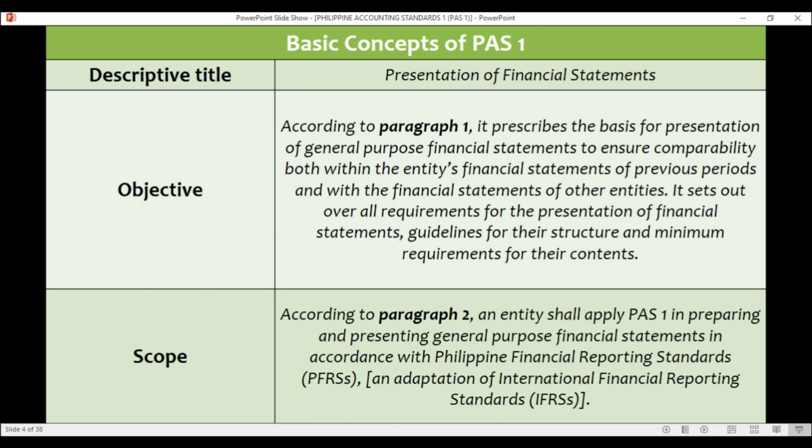Okay? Scope, according to paragraph 2, an entity shall apply PAS 1 in preparing and presenting general purpose financial statements in accordance with Philippine Financial Reporting Standards or PFRS. Okay? So therefore, pag gumagawa po ng mga financial statements, kailangan in accordance of those applicable financial reporting standards. Okay? PAS 1 and PFRS, or sa madaling sabi, kailangan accordance with GAAP. Okay?